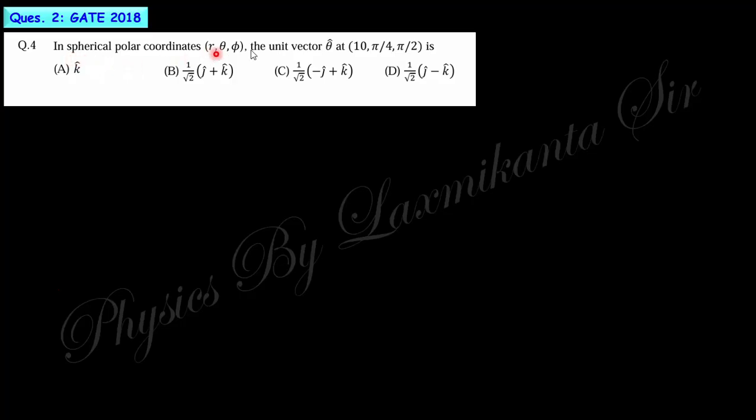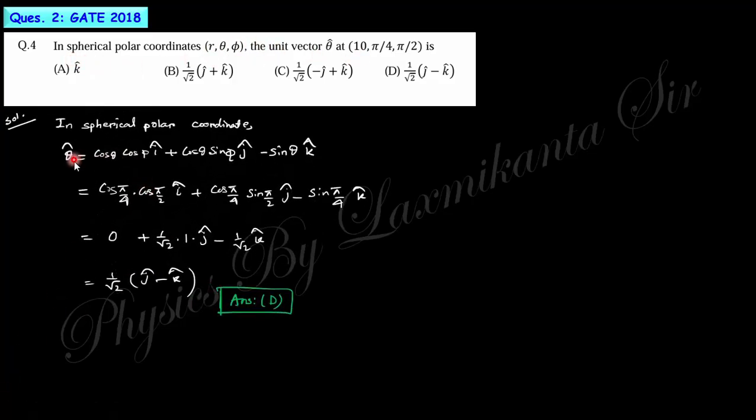Next question: in the spherical polar coordinate system, theta cap will be. The formula of theta cap is cos theta cos phi i cap plus cos theta sin phi j cap minus sin theta k cap. Here r, theta, phi are given. r is 10, theta is pi by 4, phi is pi by 2. If you just put in these values of theta and phi, because there is no r, you will get this expression. Option D is the correct answer to this question.